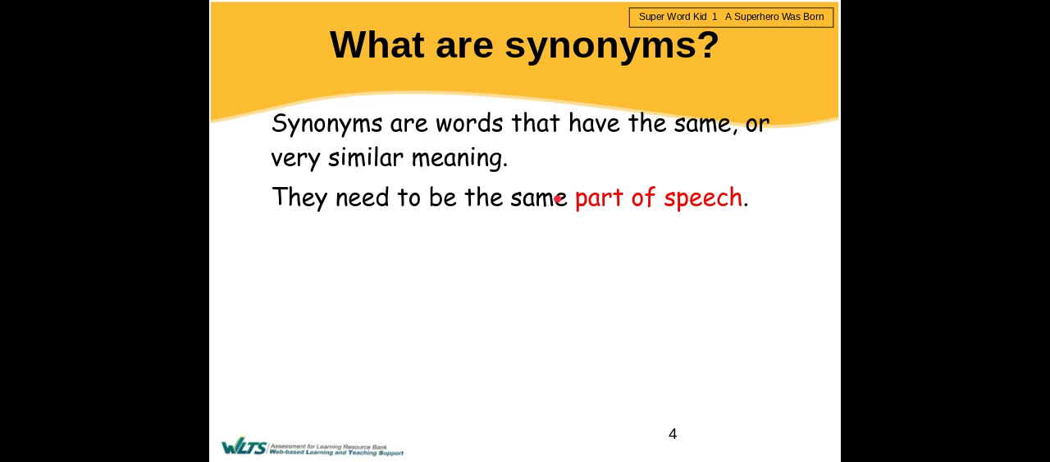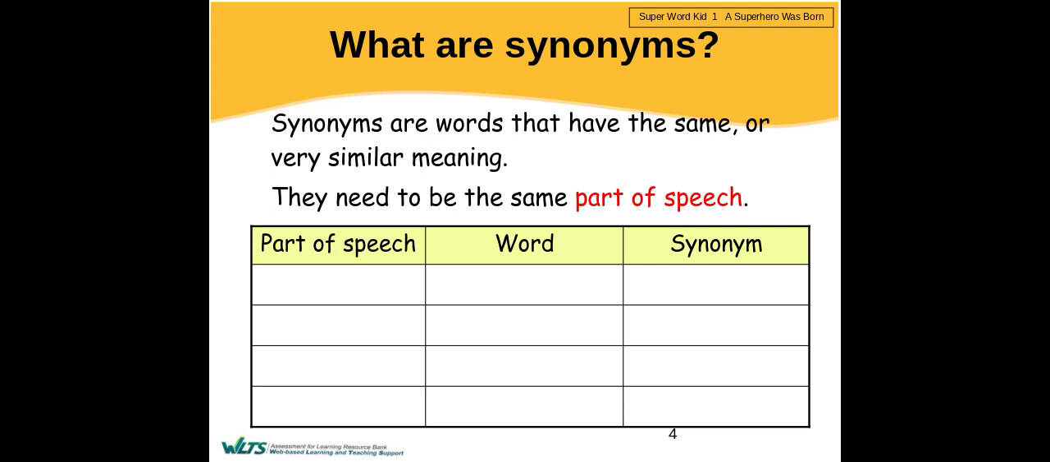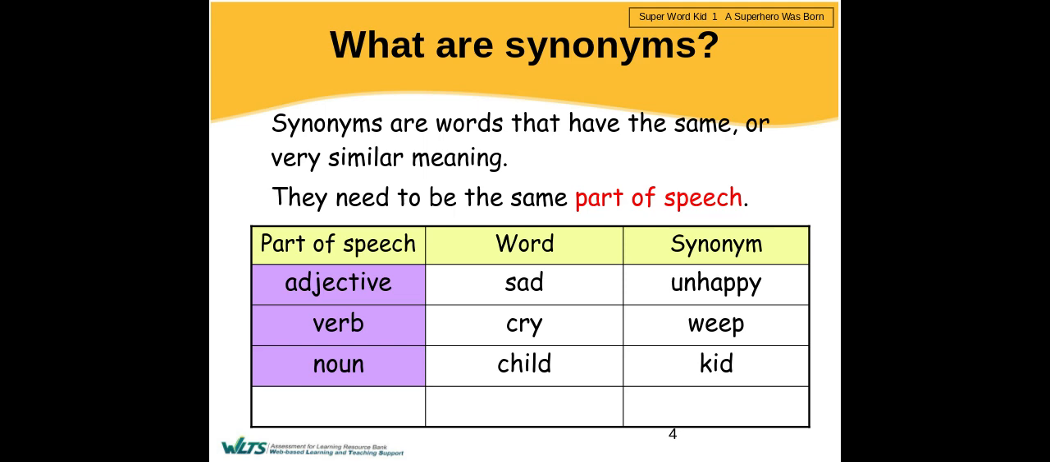Synonyms are words that have the same or a very similar meaning. So they have to be the same part of speech. For example, an adjective, the word is sad, a synonym is unhappy. Word is cry, which is a verb. The synonym is weep. A noun, the word is child, a synonym is kid. Adverb, which is a word that describes a verb, is sadly, and a synonym would be unhappily.